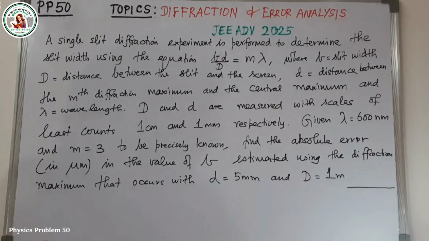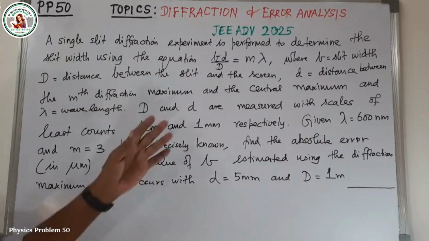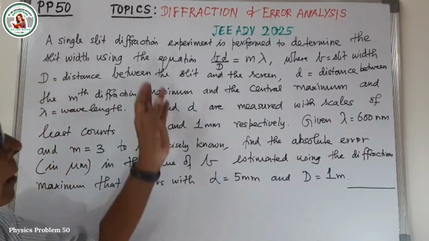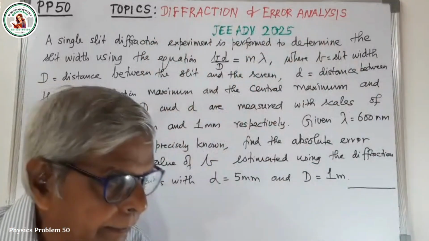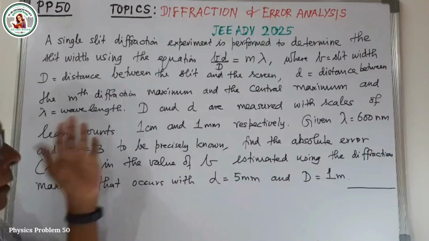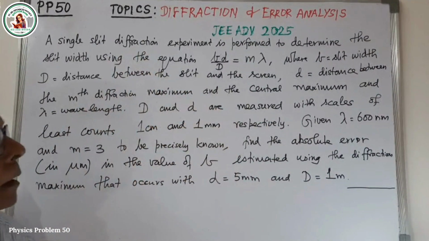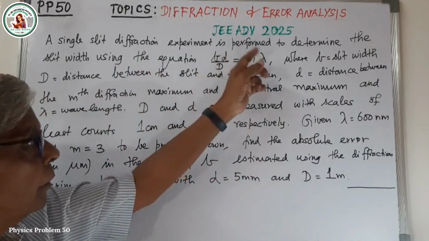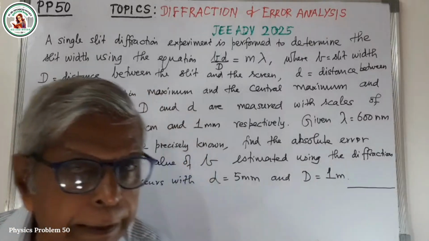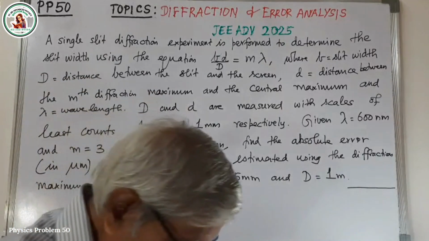Today we are hitting a half century in our discussion of these physics problems, because today's number is physics problem 50. This is also from this year's advanced paper. The topic involved is diffraction and error analysis, but basically you will take it as an example on error analysis, because diffraction is not in the advanced syllabus, and they have quoted the formula. Using this formula, when you make some calculation, what will be the error involved? That is basically the question.